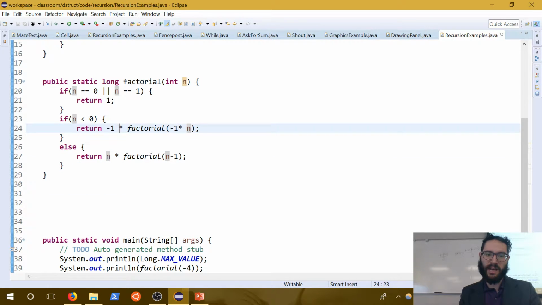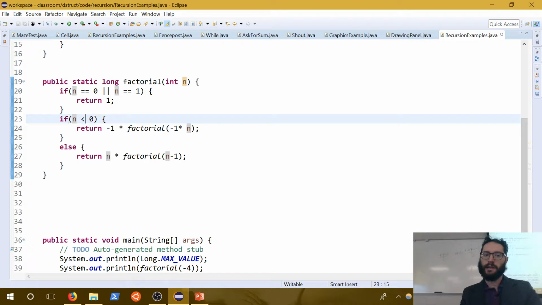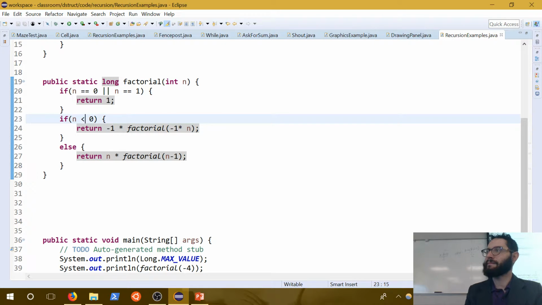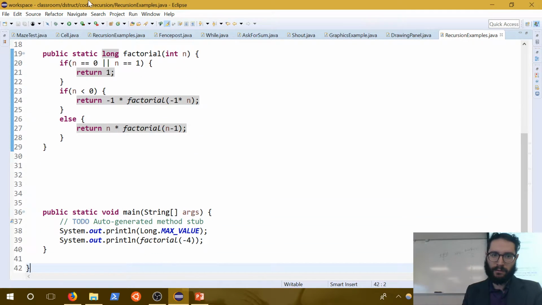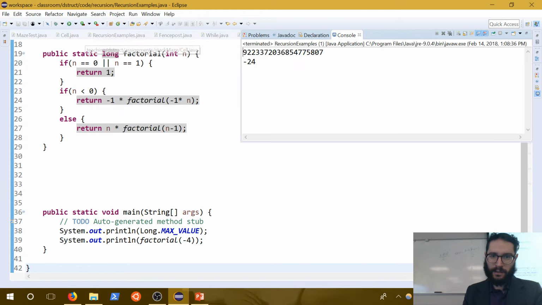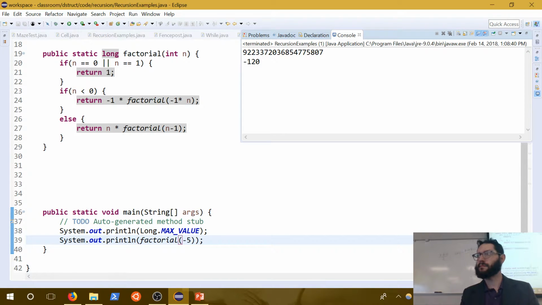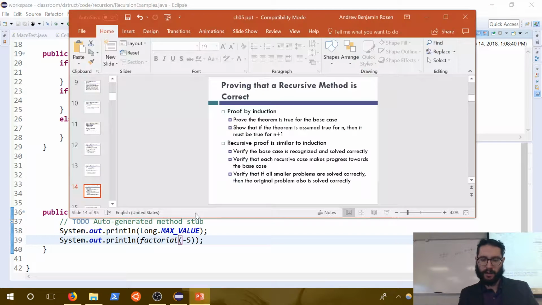And this is guaranteed that I'm not going to get an infinite loop. Why? Well, because once it's positive, it's never going to run into this case again. So let's run it to show. So it gives me -24, and 5 would give me -5. There we go. Okay.